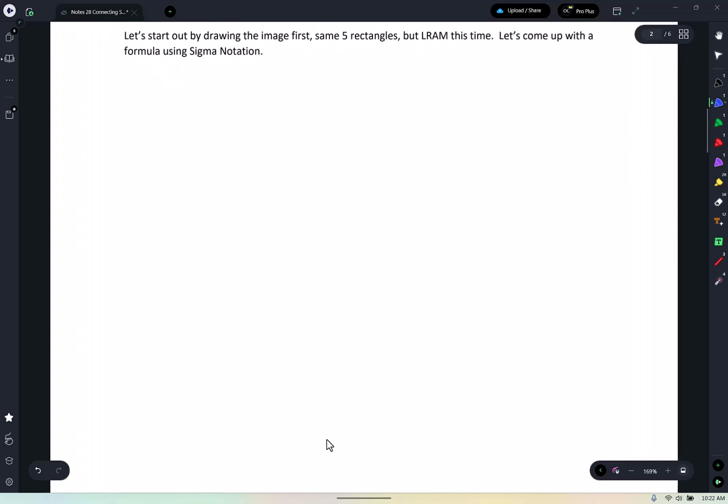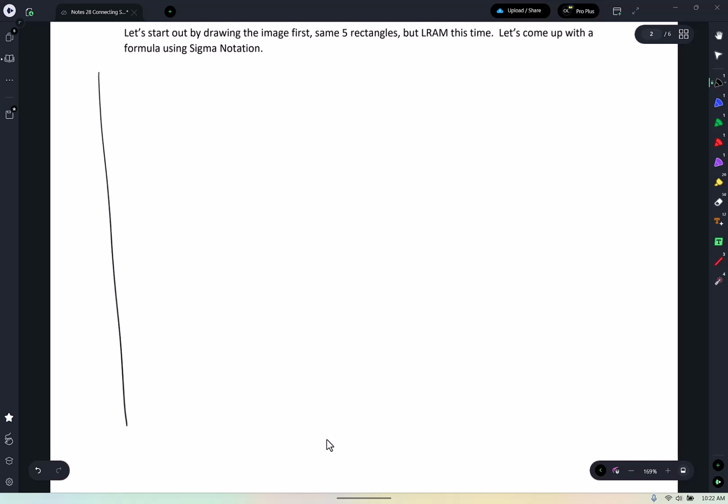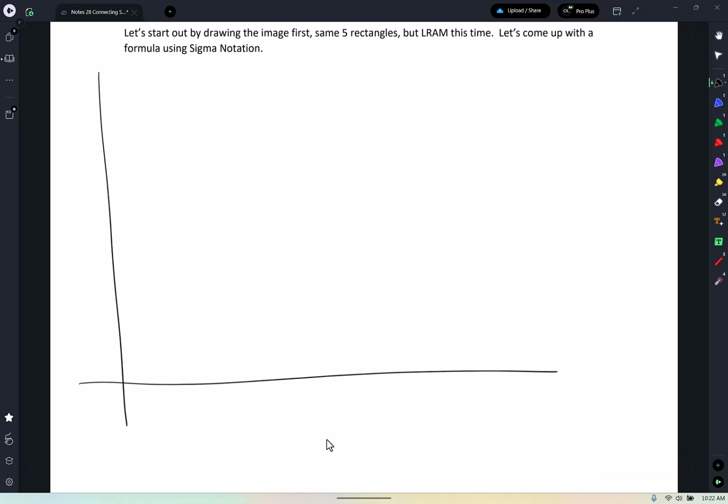Here we go, guys. On this one, all right, guys, focus. So we're doing the same thing, but this time with RRAM. So draw a grid. We're doing the same thing, guys.